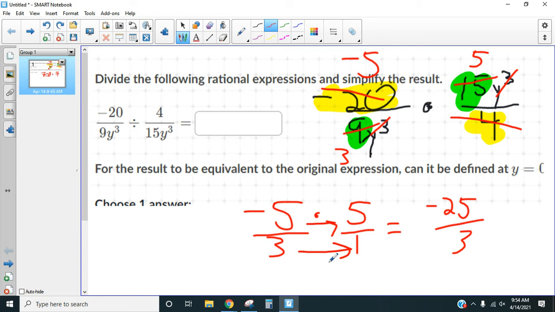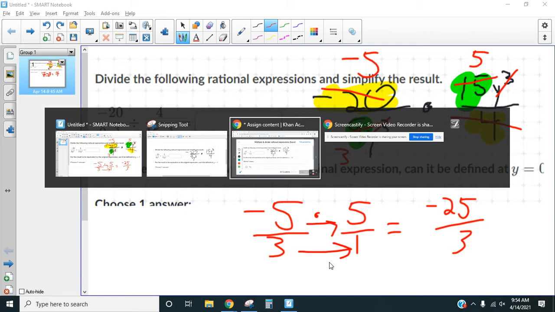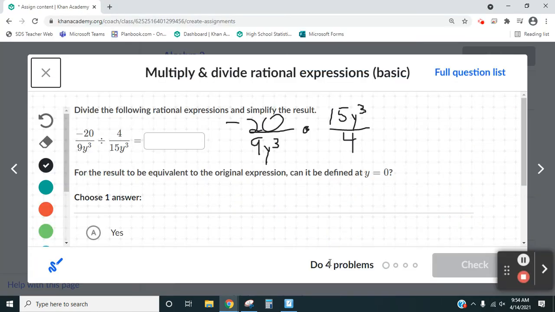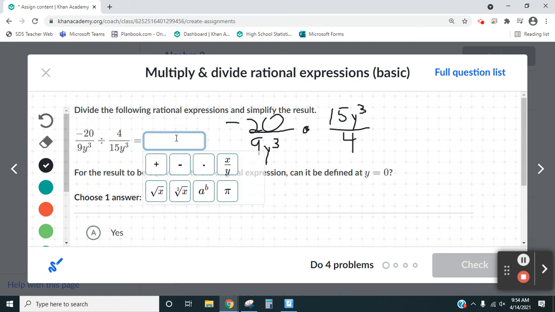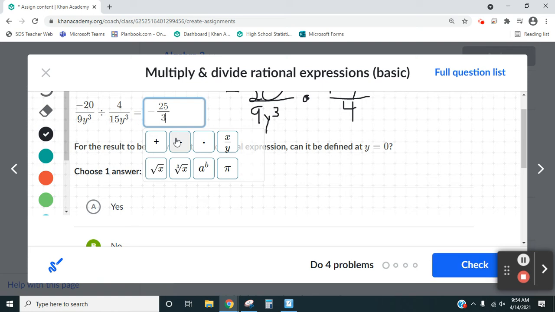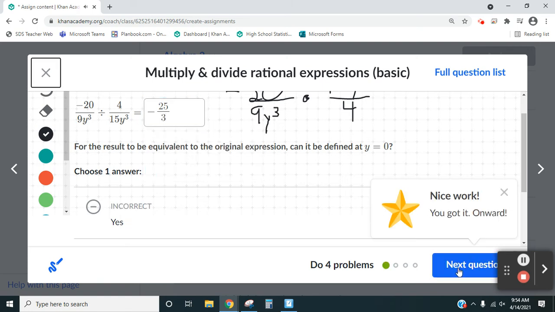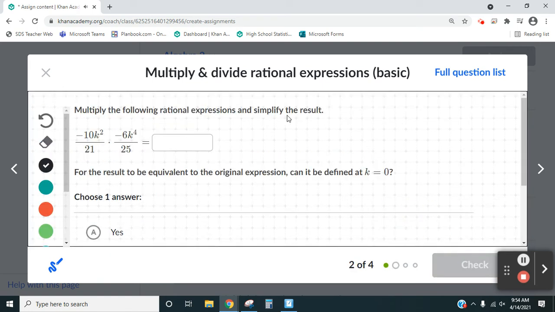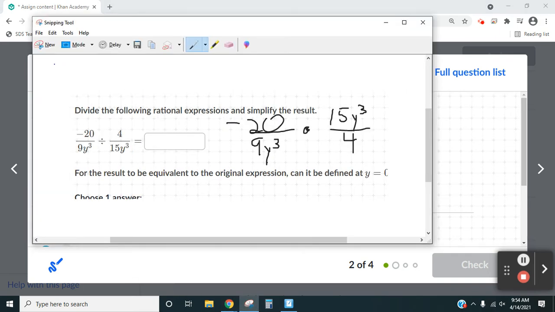Now, this is a division problem, if we notice the title. Some of them will just be multiply, so we won't have to flip every one of these. All right, let's see if we got it right. Sweet. Let's do another one. This one's similar. Now it's just multiply.